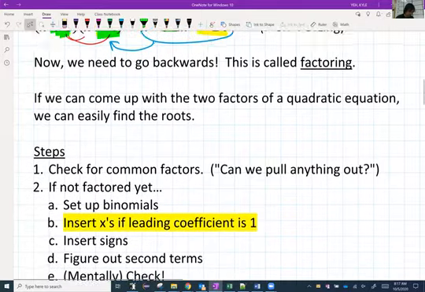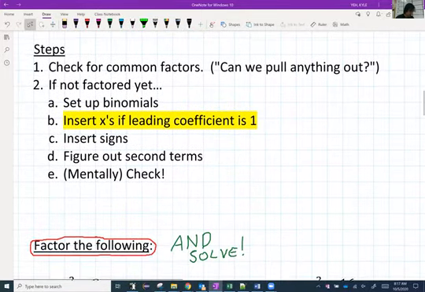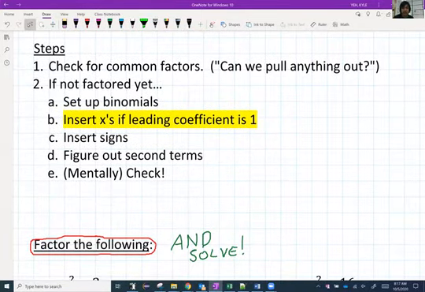Let's take a look. So when we are factoring and solving quadratic equations by factoring, step one is always check for common factors, meaning can we pull anything out? Can we pull anything out, divide anything out of the equation? If yes, do so, but if you do and it's not quite factored yet, or you don't, and it's obviously not factored, then here's what we're going to do. We're going to set up binomials. We're going to set up our parentheses.